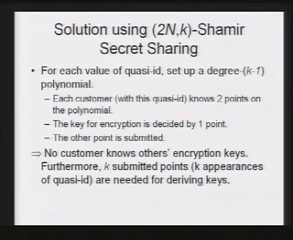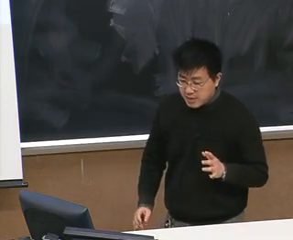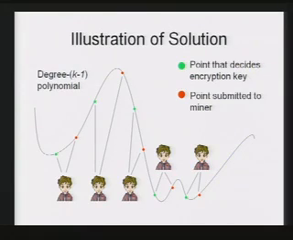So in this 2-out-of-k Shamir secret sharing, for each value of quasi-ID, we set up a degree k-1 polynomial, and each customer knows 2 points on this polynomial, and the key for encryption is decided by 1 point on the polynomial. The other point is submitted. So let me show you this figure.